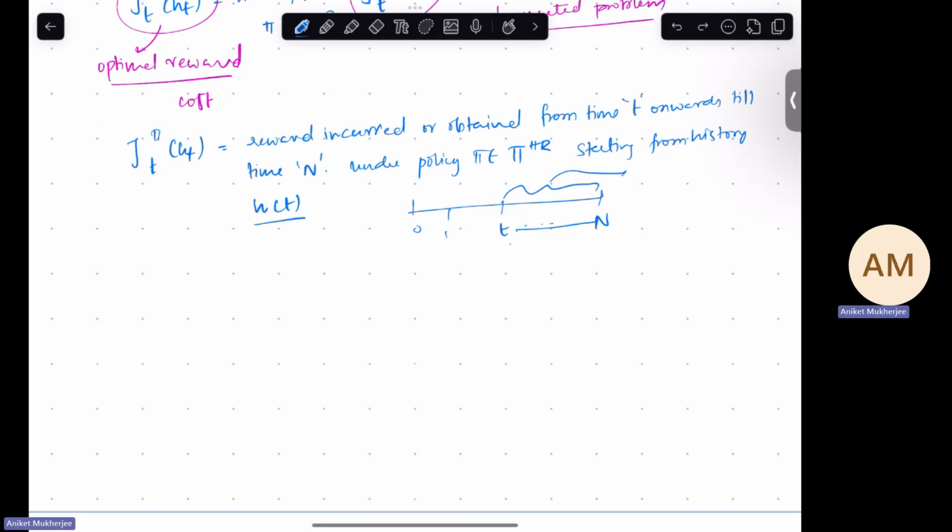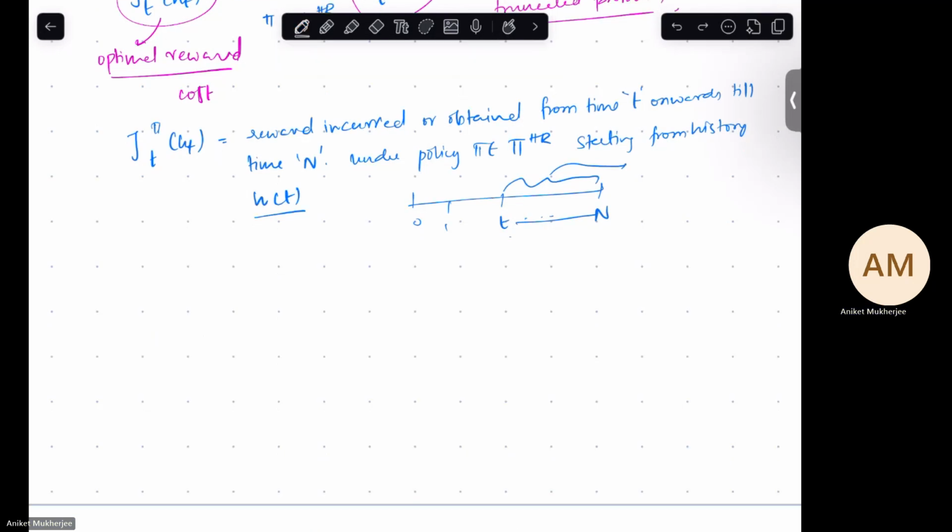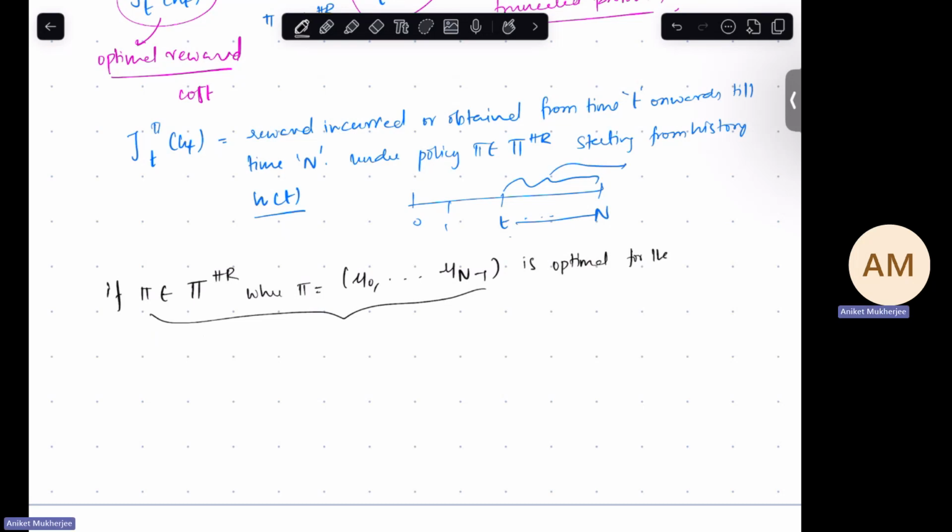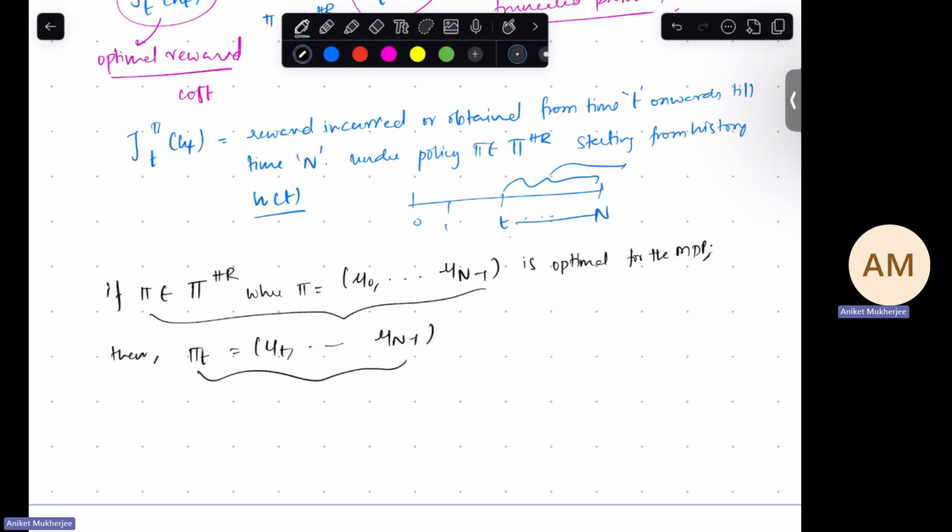So the principle of optimality says that if phi belongs to the set of history dependent randomized policies, where your pi is a vector of strategies, and this is optimal for the MDP, then pi t equal mu t to mu n minus 1. So this is the truncated problem.